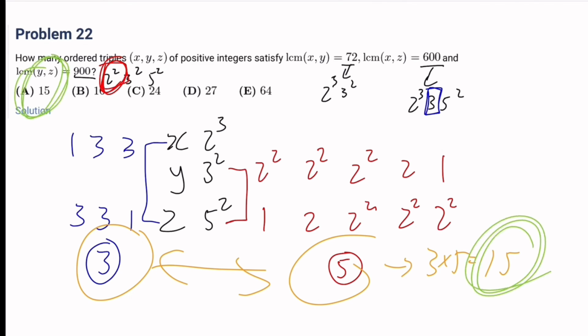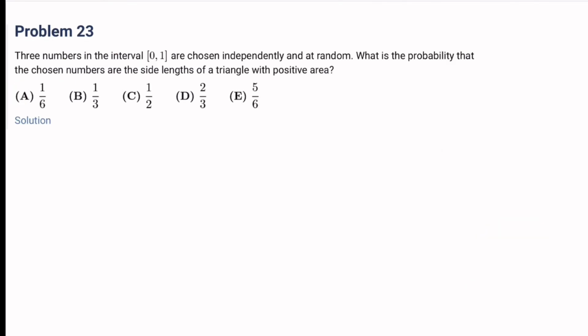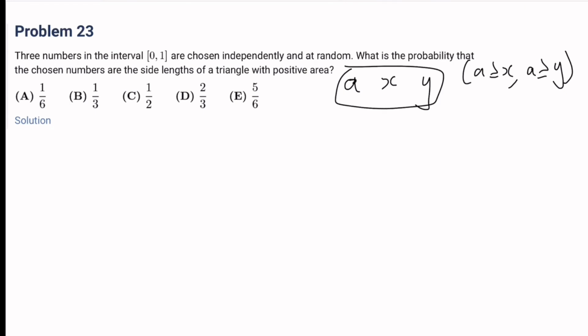It's A. Number 23. 3 numbers in the interval 0, 1 are chosen independently and at random. What's the probability that the chosen numbers are the side lengths of a triangle with positive area? Okay, so let's say that the side lengths of a triangle are a, x, and y. And let's say a is the longest. So a is greater than or equal to x, a is greater than or equal to y. And so we have to satisfy the triangle inequality because they should be a triangle. That means a has to be less than x plus y.